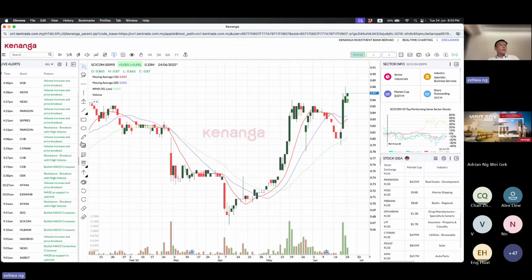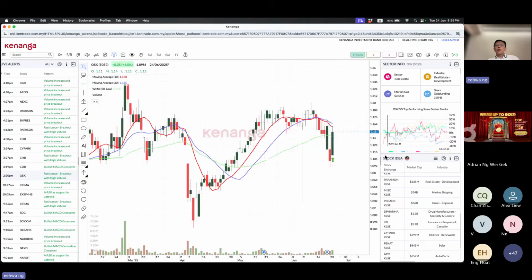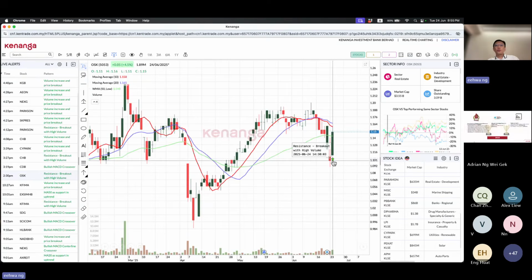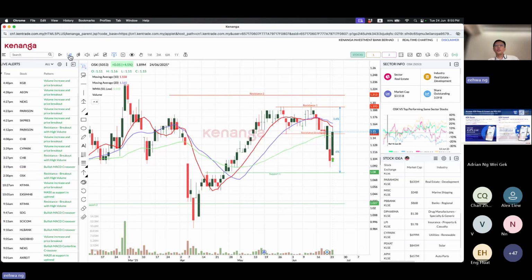Okay, so SciCom, and what is the rest of the stocks that are interesting in the list? OSK also coming up. So what is the signal for OSK? You mouse over the green arrow, breakout with high volume. Also, it breaks the resistance. So let's draw the resistance and see which resistance. Oh, okay. So it says that this is the resistance.